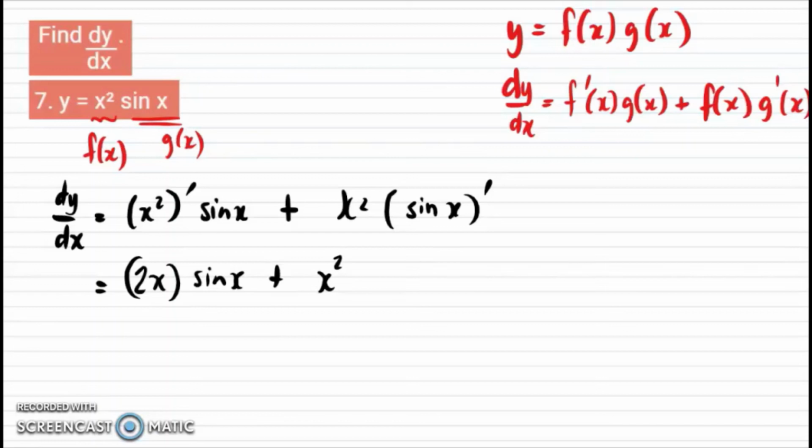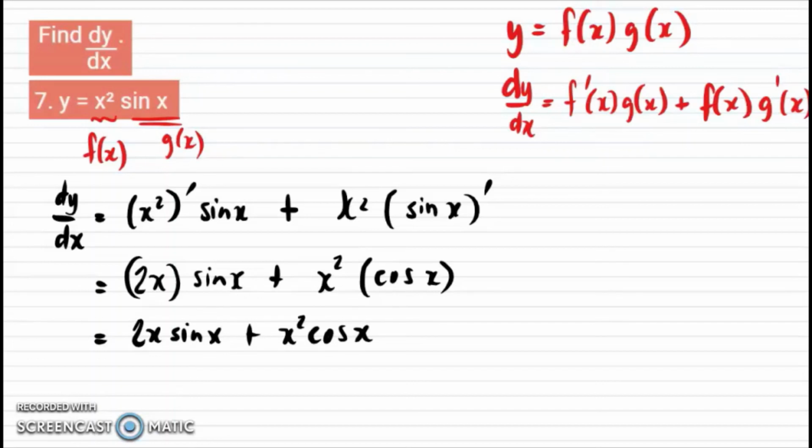Now, the derivative of sine x is, according to the rule, cosine x, right? And then simplifying this, we have 2x sine x plus x squared cosine x. I just removed the parenthesis. Or if you want to have this like x times 2 sine x plus x cosine x, that will also be fine.